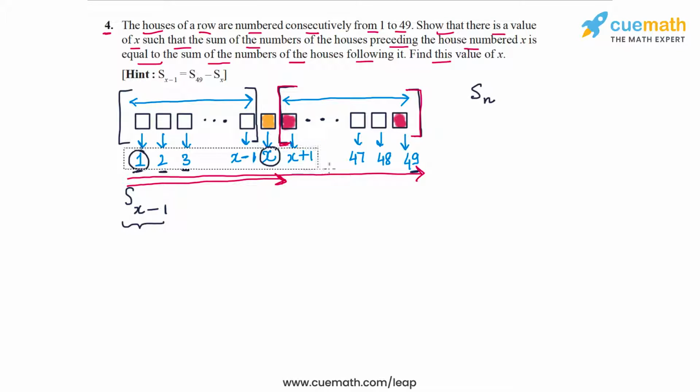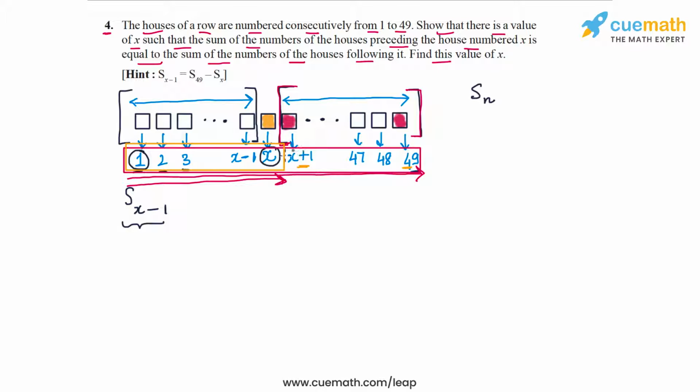So we take the total sum from 1 to 49, and from this sum we subtract the sum from 1 to x. So what will we be left with? We'll be left with the sum from x plus 1 up to 49. So this is the logic that we use in this equation, in this question.